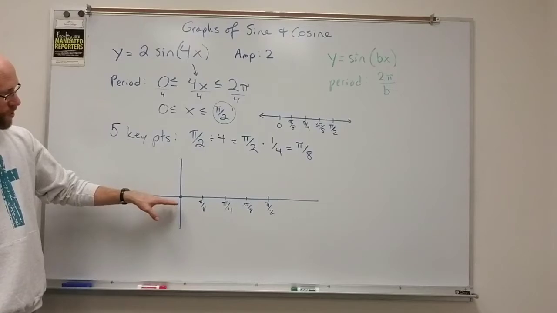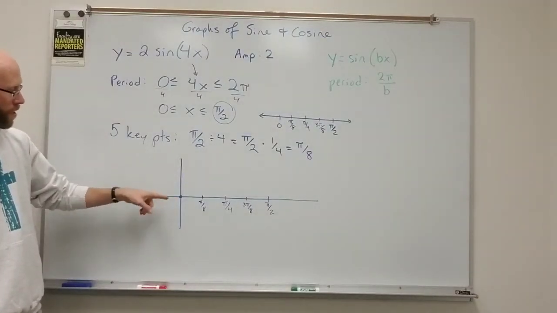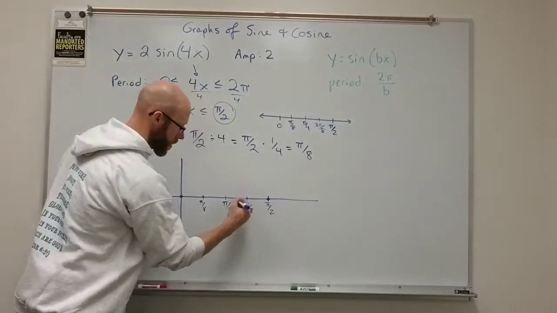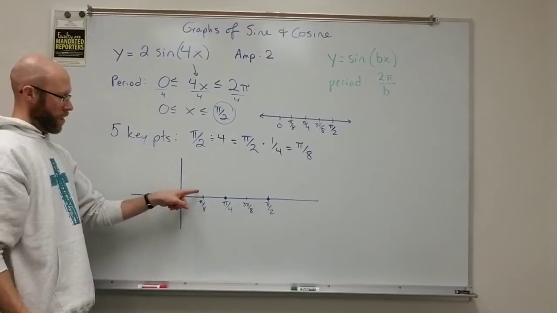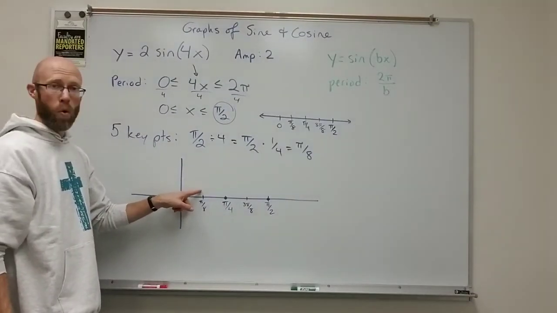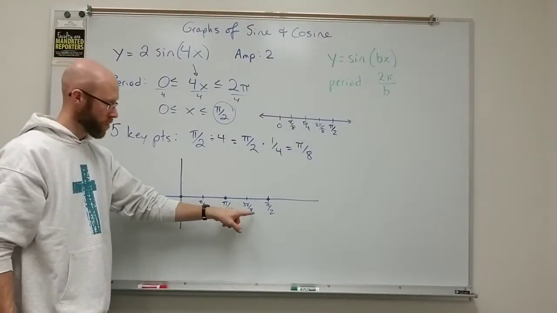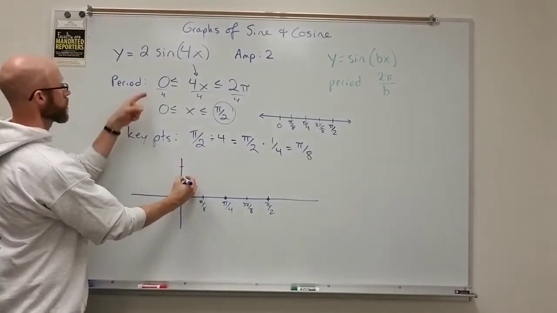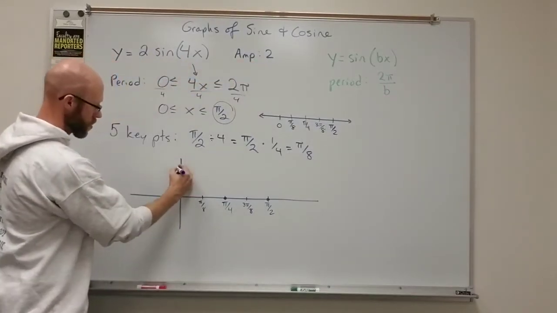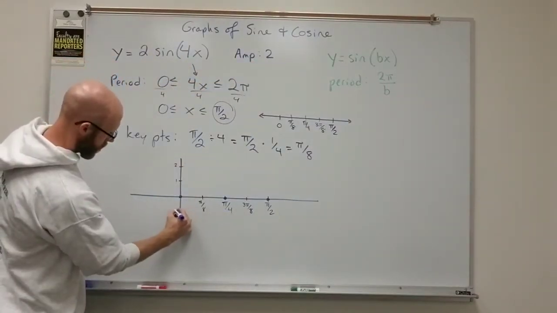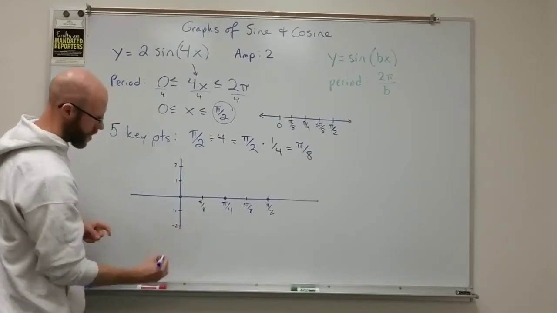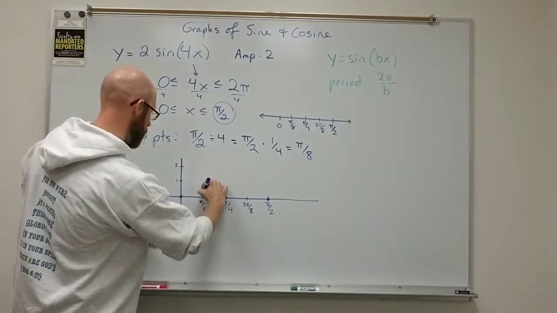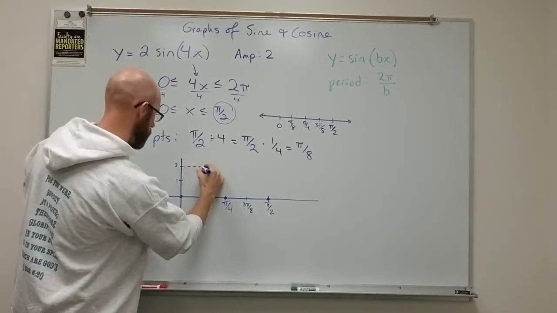Okay, so now I need to plot the graph, and I know the x-intercepts, remember, are going to be the ends and the one in the middle. This first point, or the first quarter, is going to be my max, and the third quarter is going to be my min. So the max in this one is 2, amplitude of 2. And the min would then be -2. And so I want to make sure to plot those points. So at pi over 8, we go up to 2.